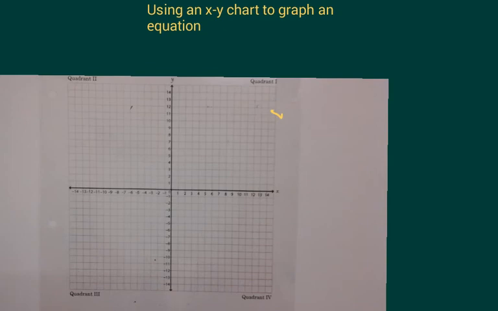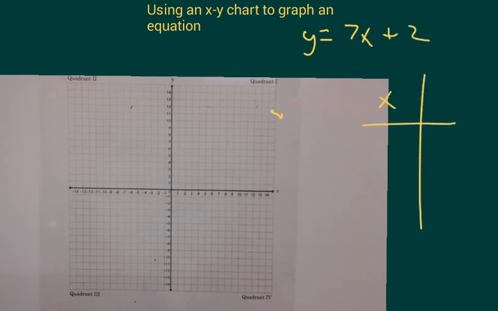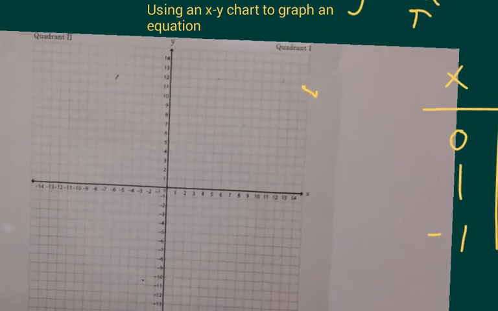And now let's review how to use an XY chart to graph an equation. Let's make y equals 7x plus 2. So we make the XY chart, and it's always fun to put 0 in because it's an easy calculation. If x is 0, then this would have a value of 0, so y would be 2. If x is 1, 7 times 1 is 7, plus 2 is 9. If x is negative 1, we would have -7 plus 2, which is -5. So there's our points. Let's go ahead and put them on the graph.